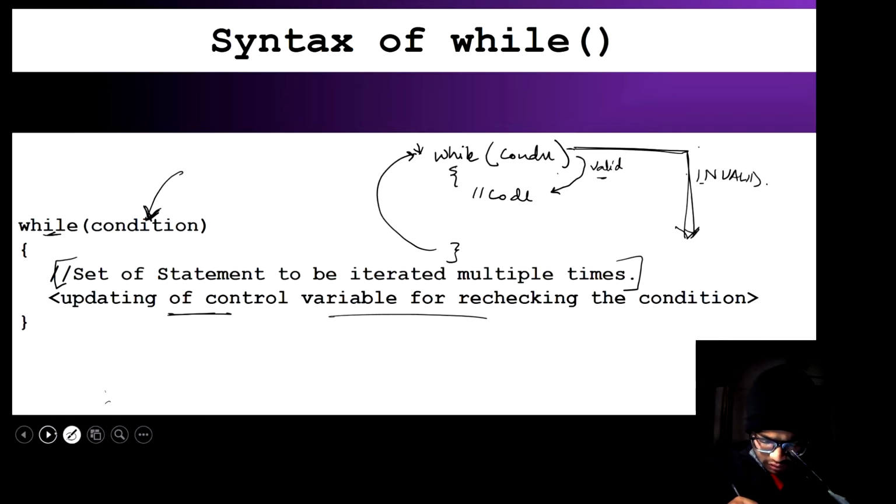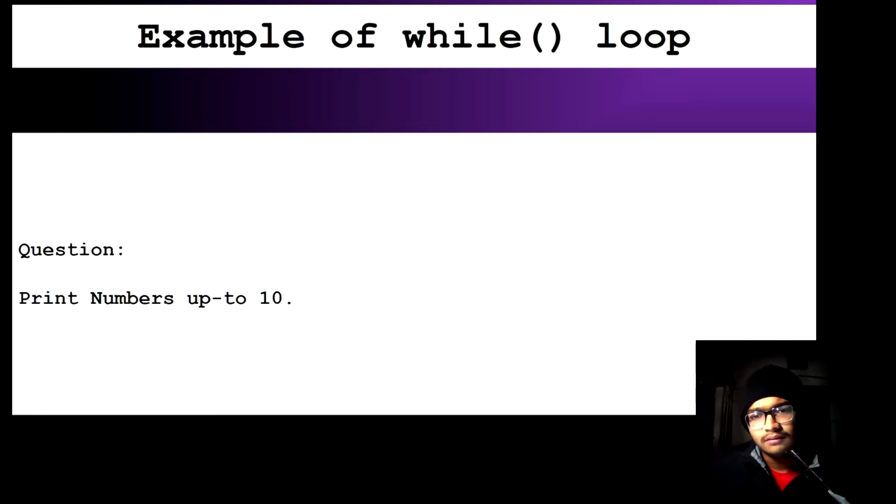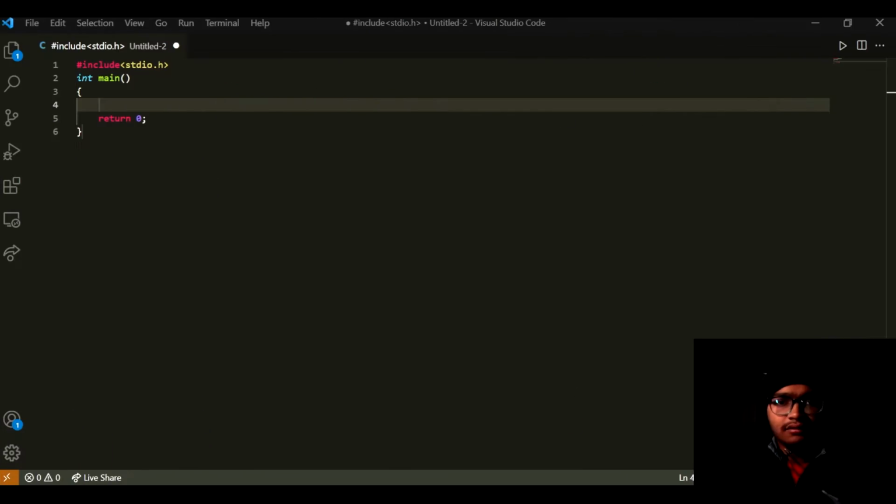So let's now perform a code. Okay, so here we have a code: print numbers up to 10 by using while loop. Okay, so let's do it. So let's go to VS Code, which is our compiler for this case. So we are in our VS Code, so we will print numbers up to 10.